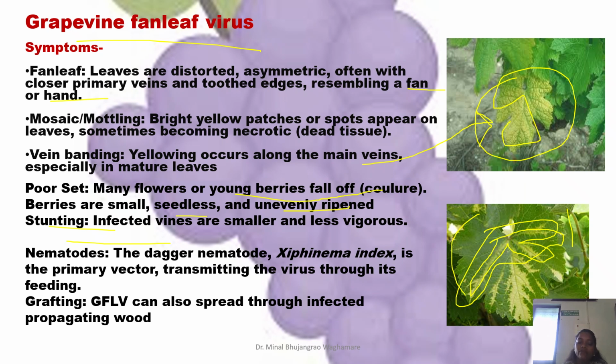This viral disease is transferred by a vector. It's important, that is the dagger nematode Xiphinema index. Many times it has been asked in many competitive exams. It is a primary vector. Again, this disease can be transferred by grafting, but mainly it is by the vector Xiphinema index.